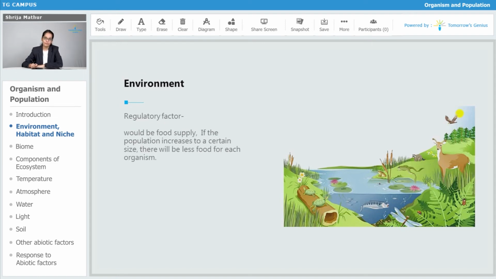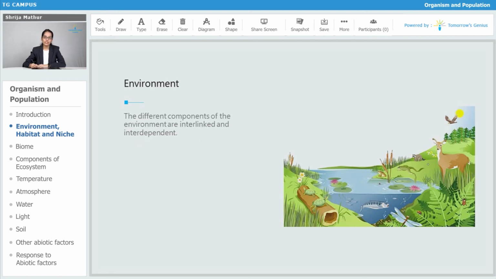Like the food supply. If the population increases to a certain size, there will be less food for each organism. Obviously, we have a particular amount of food resources which are present. So if the population size is going to increase, if the equilibrium is not being maintained, what will happen? The food supply will be less. The food resources will be in scarcity.